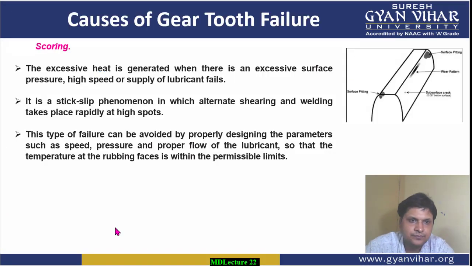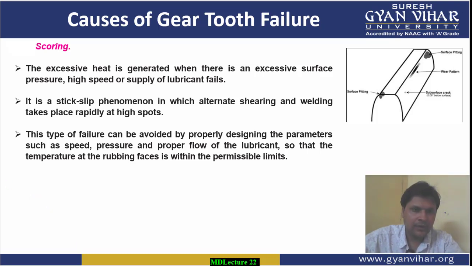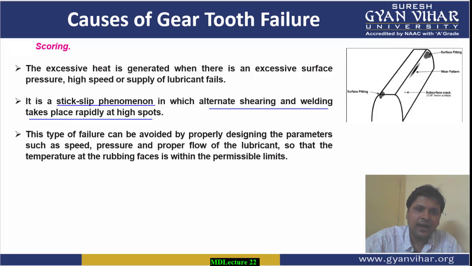Now, after that, there is the problem of scoring. So what is scoring? Let me explain. Scoring is due to excessive heat generation, excessive surface pressure, high speed, or inadequate supply of lubricant. These things cause failure due to scoring. Basically, scoring is a stick-slip phenomenon in which alternate shearing and welding takes place rapidly at high spots.